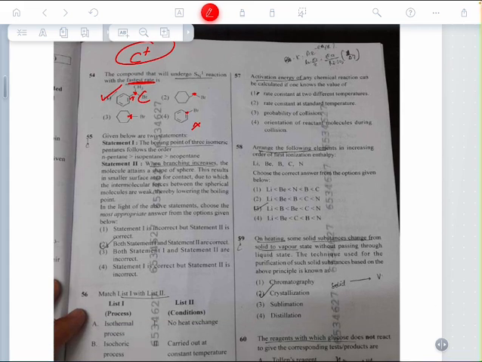Now 55, the boiling point of 3 isomeric pentanes follows the order n-pentane, isopentane, neopentane. Let's draw the structure of all the three. So n-pentane, 1 2 3 4 5. n-pentane is this, isopentane 1 2 3 4 5, and neopentane.